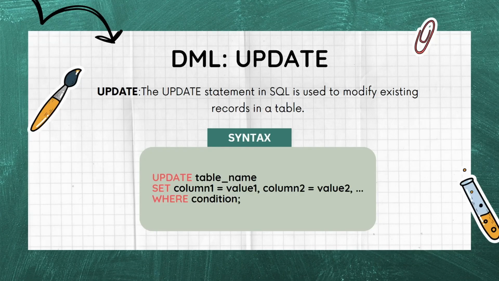Update is a command in SQL used to modify existing data within a table. It allows you to change the values of specific columns in one or more rows based on specific conditions. Here's the basic syntax. The keyword update, the table name, set, column 1 with value 1, column 2 with value 2, and it will keep on going depending upon the number of records you want to modify, followed by the where condition. Now let's look at an example.